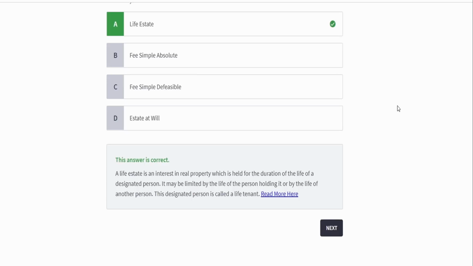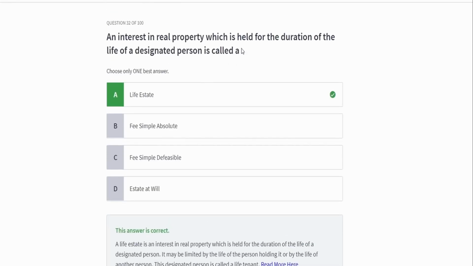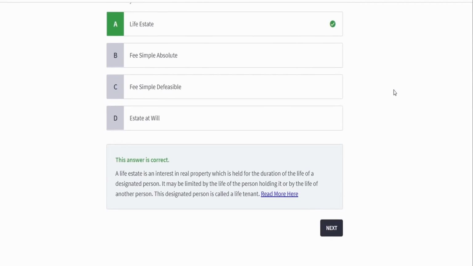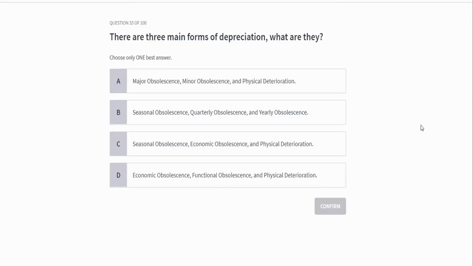So again, don't overthink these ones. It practically gives us the definition in the problem. So just remember your definition, remember your flashcards or however you study your vocab words, however that may be, and just know, oh, yep, it's a life estate. Simple as that. All right, 33.